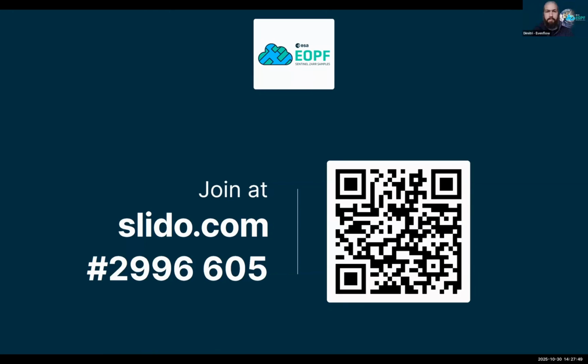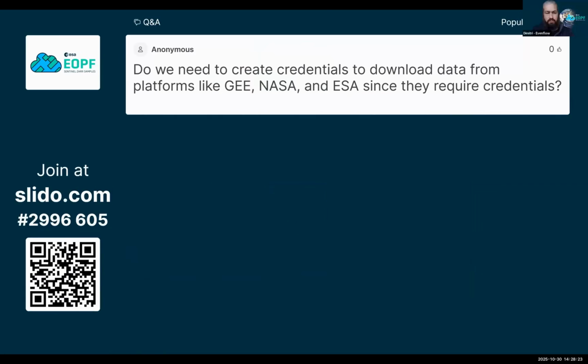First, there's a generic question, which has been answered offline by our backend experts. Do we need to create credentials to download data from platforms like GEE, NASA, and ESA, since they require credentials? The reply is that the EOPF Sentinel Zarr samples are available via an open object storage, so no credentials are needed. You are able to access this information without any additional credentials.